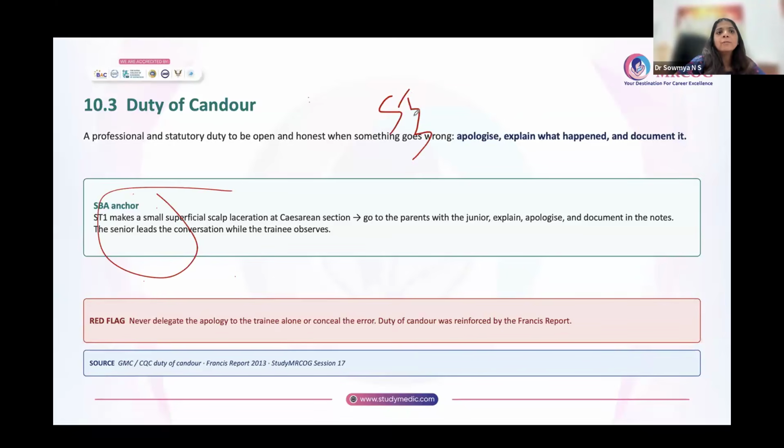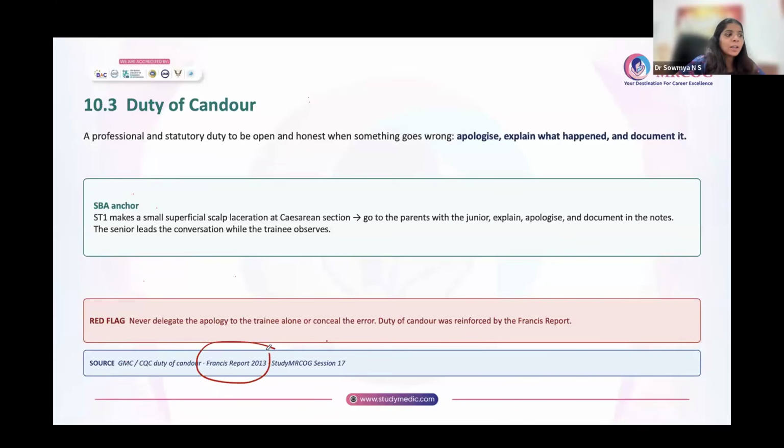Sorry, this happened. We know this shouldn't happen, but this has happened. And we will put in an incident report and let you know how we can prevent this happening in future. You can't say, let the neonatologist figure it out and do whatever they want. You have to apologize to the patient.